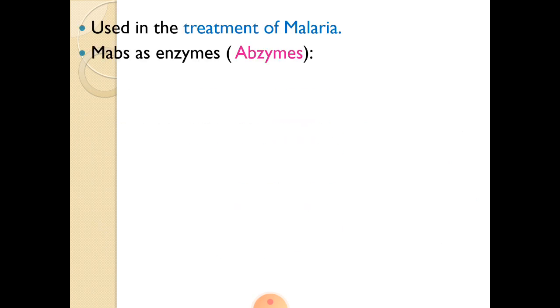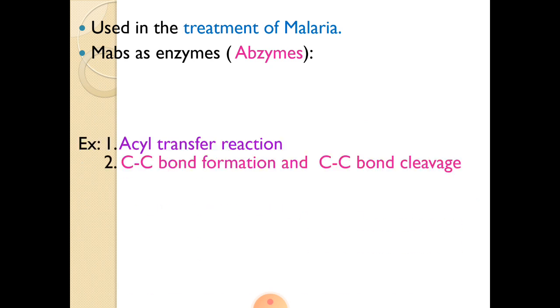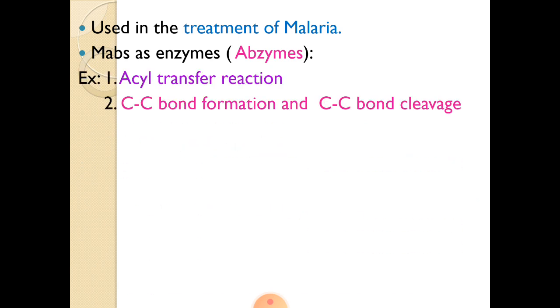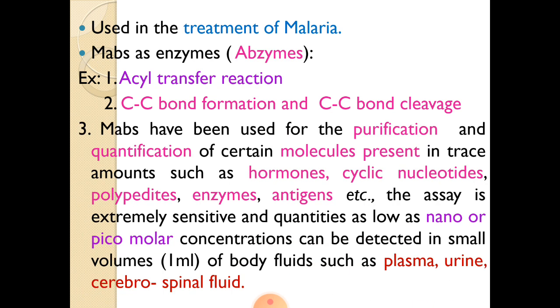They are used in the treatment of malaria. They are used as enzymes. Monoclonal antibodies used as enzymes are called abzymes. They find use in acyl transfer reaction. Then they find use in carbon-carbon single bond formation and also in breakage.